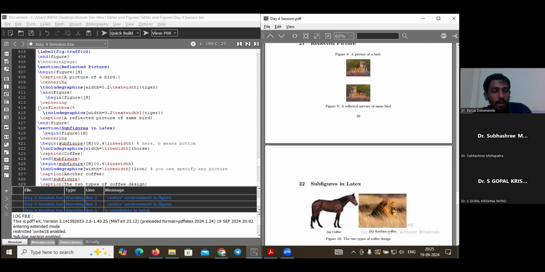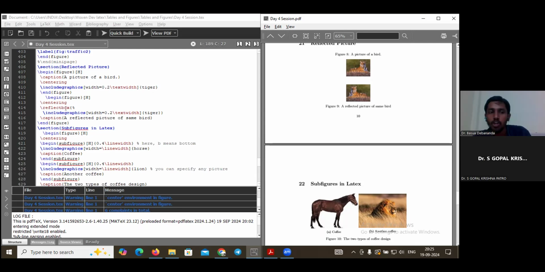Okay, what I have used is the command \reflectbox. \reflectbox within the curly bracket, \includegraphics, this one. The same command I have written within the \reflectbox, then you will get the same thing. Okay. Sorry, the reflecting thing.